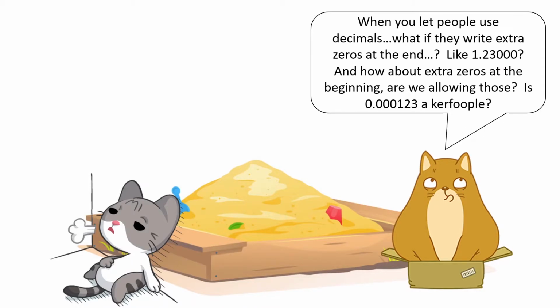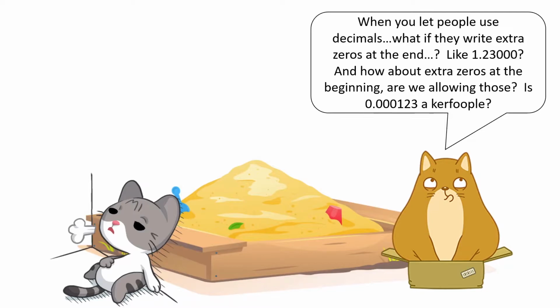What if people put extra zeros at the end? Sometimes people do this when they're writing decimals, right? If they stick a bunch of extra zeros at the end, then something that looked like a Curfupal initially might no longer look like one. Like 1.23, that's in order, but 1.23000, now it's not in ascending order anymore.